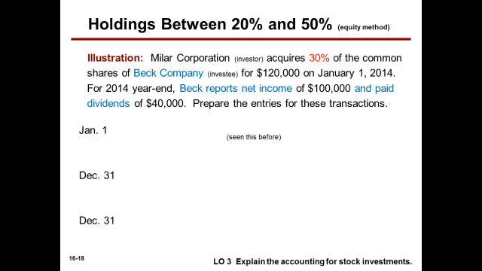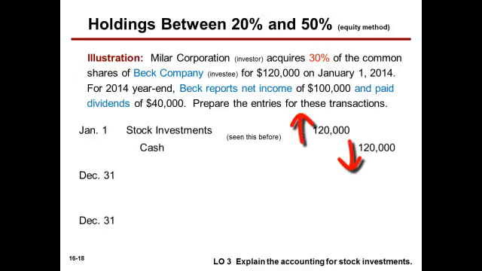January 1st, acquisition of the investment. Debit stock investments, $120,000, increasing it. Credit cash, $120,000, decreasing that asset. We've seen this before. Investing excess cash in another company, the stock of another company.